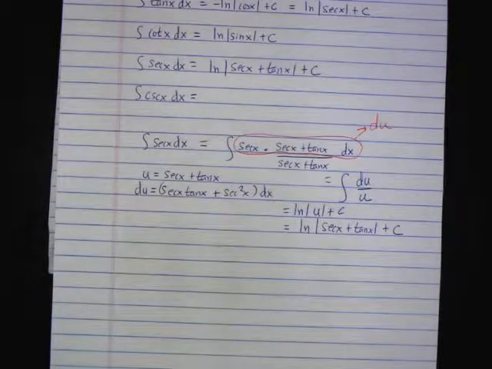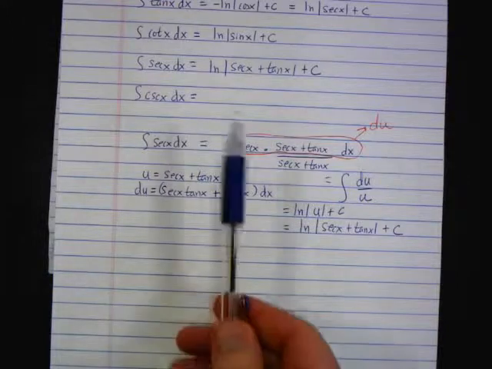Anybody want to venture a guess on cosecant? Pretty similar thing. What changes? You're going to have a minus. So cosecant should be cosecant minus cotangent, rather than a plus.